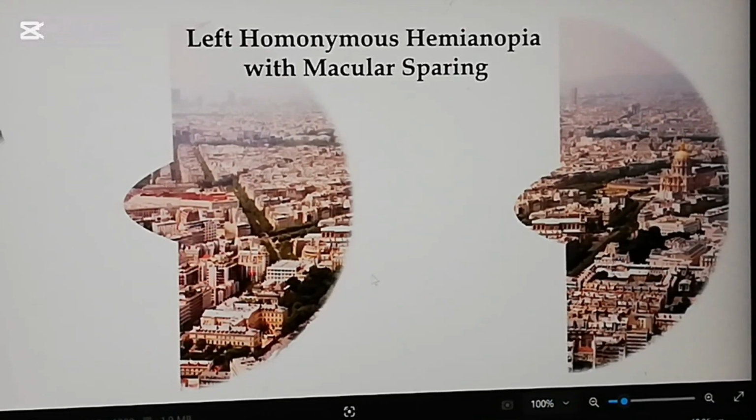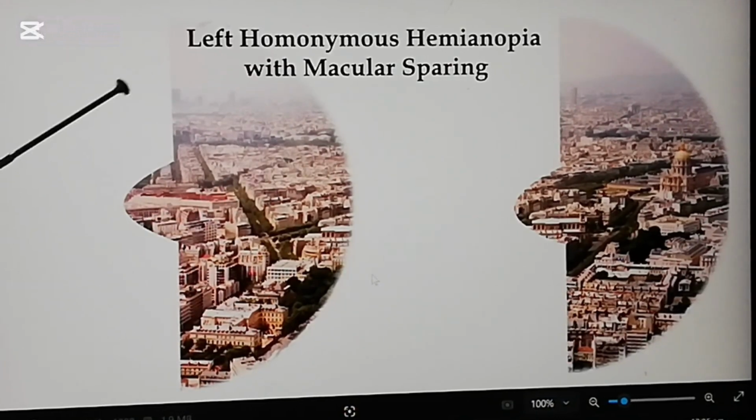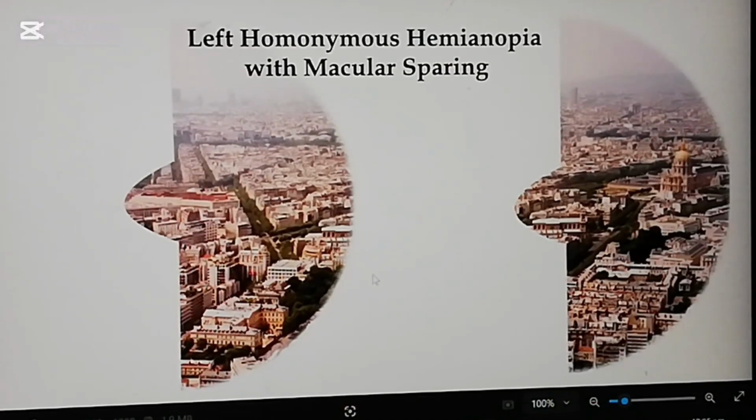So if there is a blockage in one type of artery, the other artery is intact, so that causes the macular sparing. So we can label this type of presentation in a patient as left homonymous hemianopia with macular sparing.